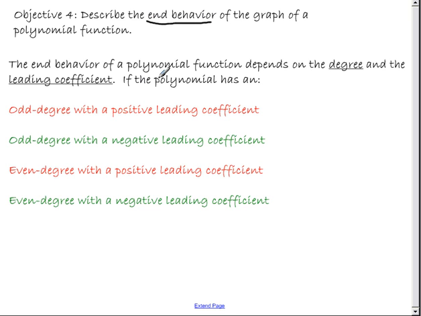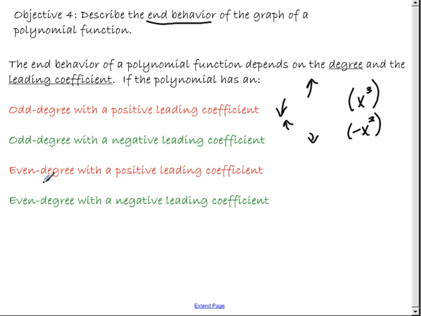So the end behavior of a polynomial function depends on the degree and the leading coefficient. If the polynomial has an odd degree with a positive leading coefficient, it's going to have an end behavior that looks like this. Okay, think about the graph of x to the third for that one. If it's an odd degree with a negative leading coefficient, then that flips over, right? And that would become up and then down. So think about negative x to the third there.